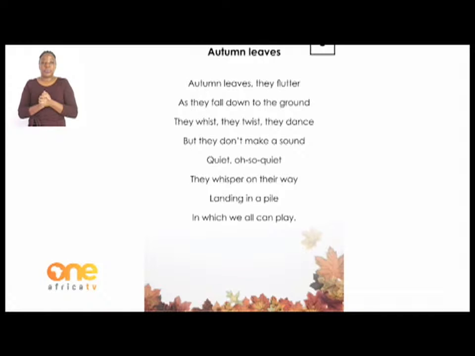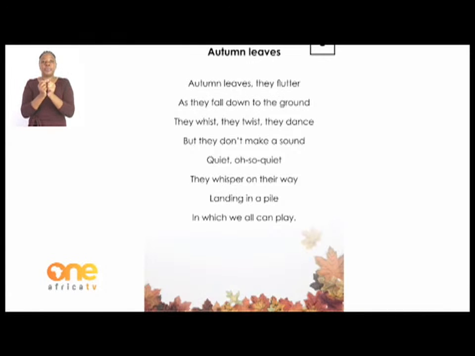Let's read it together. Remember, when you are reading something, make sure that you read it 3 times. I am going to read it with you twice, and you will read it by yourselves for a 3rd time. The poem is called Autumn Leaves.